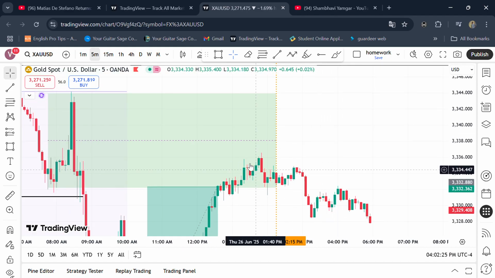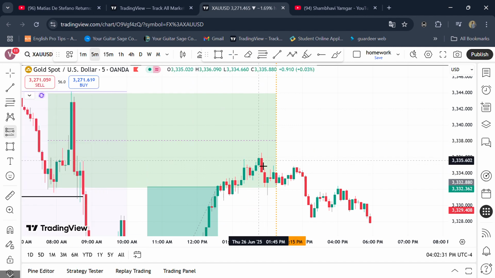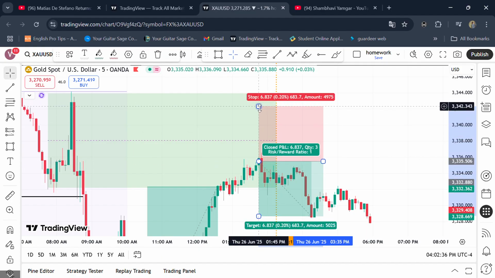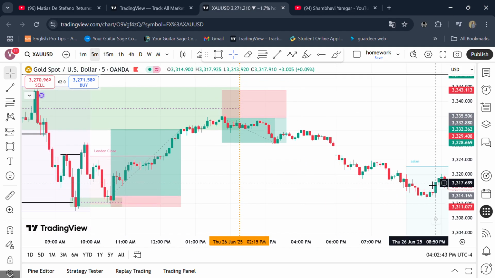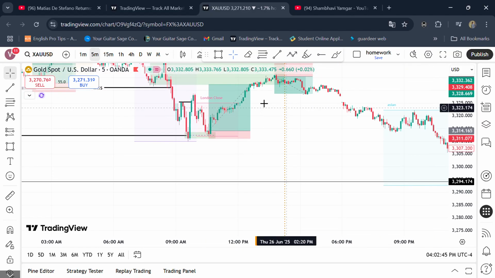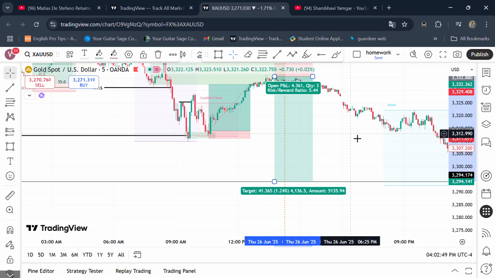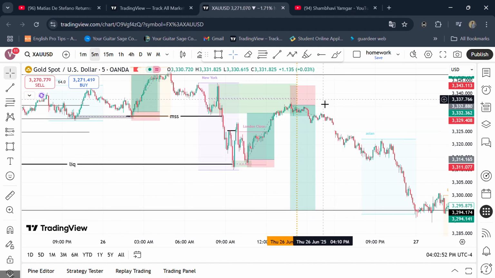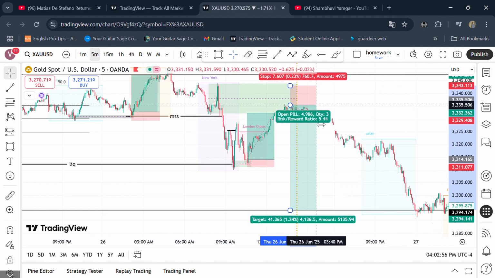Mostly what happened was I had placed a trade here somewhere. The stop loss was above these order blocks. The target was this one. Nonetheless, I wasn't able to capture this, but that's what I want to show you guys, that this was possible.